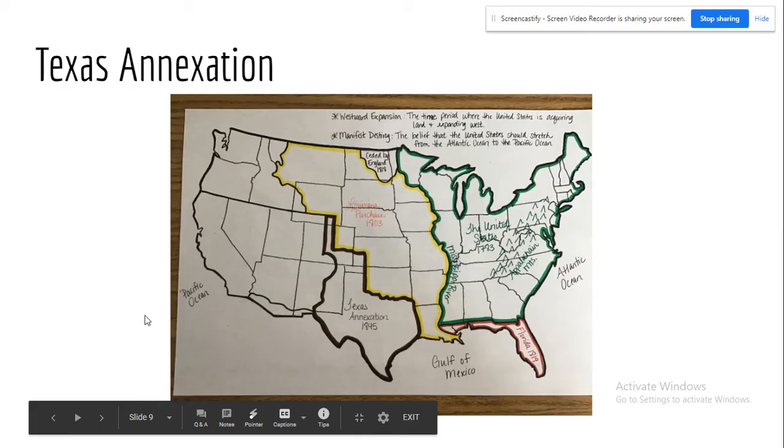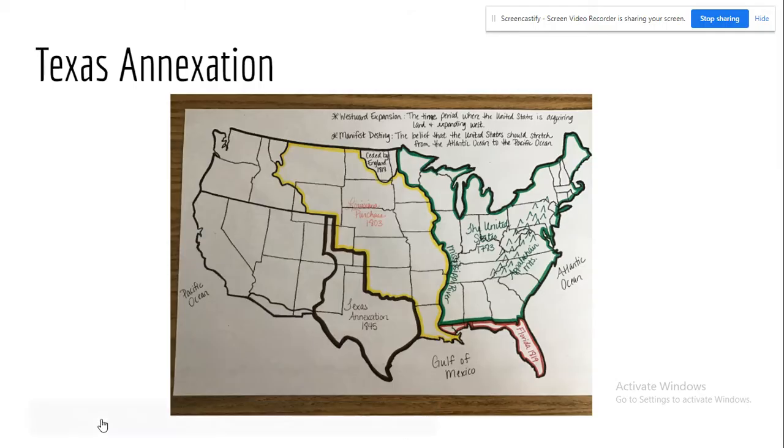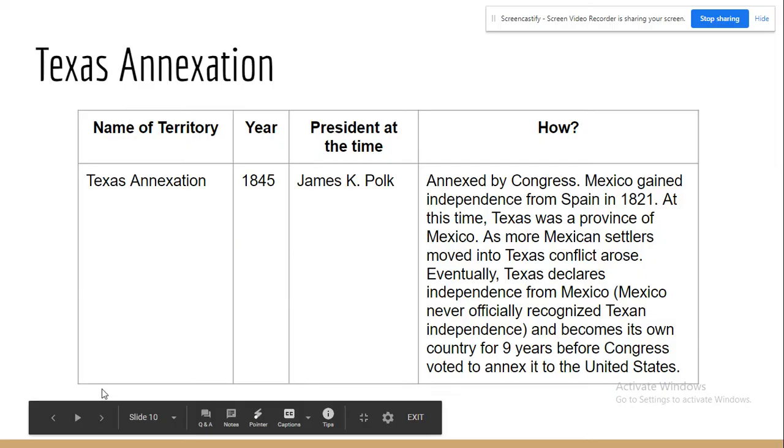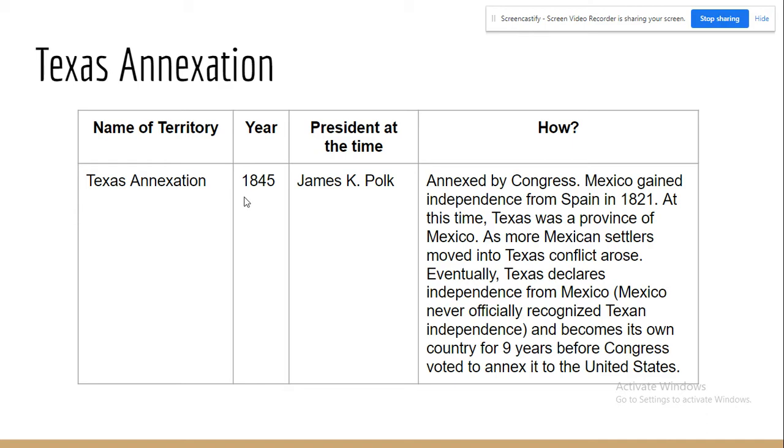Now, the next land area that we acquire is Texas. So I took a brown marker here and I outlined this area and then labeled it as the Texas annexation in 1845. So flipping to the back side of your paper, you'll have the Texas annexation. We get this in 1845. The president during this time period is James K. Polk. Now, this area was annexed or added by Congress through a vote.